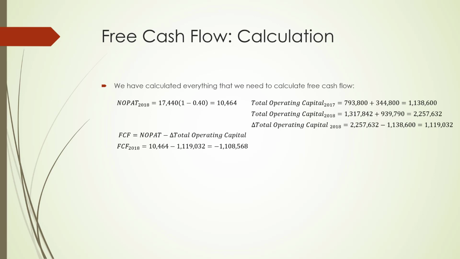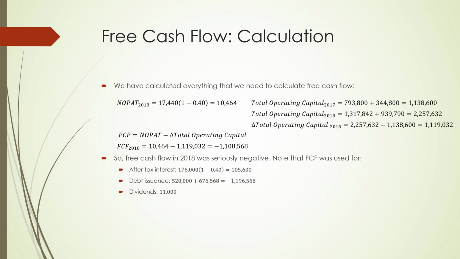And you can't very well keep that up over a long period of time if you're generating negative free cash flow. So let's see what they used this free cash flow for. They paid interest, they issued some debt, they paid some dividends, they did not buy back any stock, and then they reduced their non-operating assets, that was the short-term investments, by $28,600. So that's what they did with this negative free cash flow. If you add those things up, you'll get negative $1,108,568.